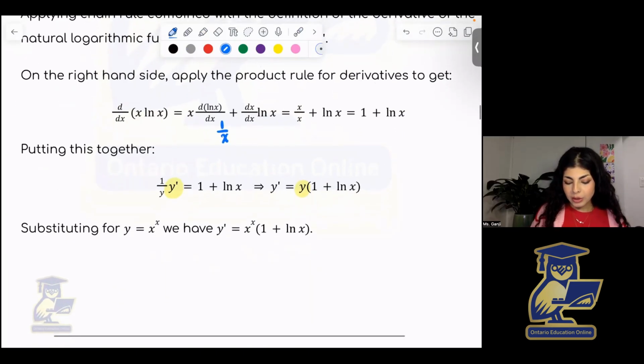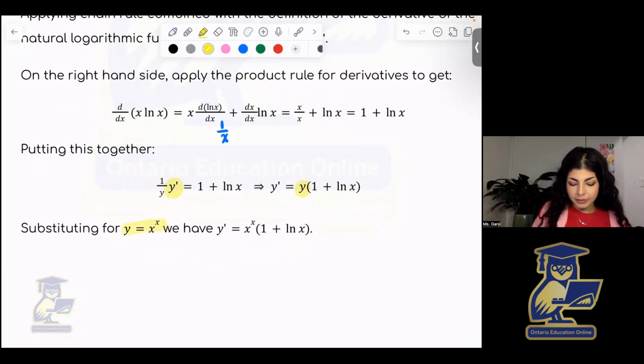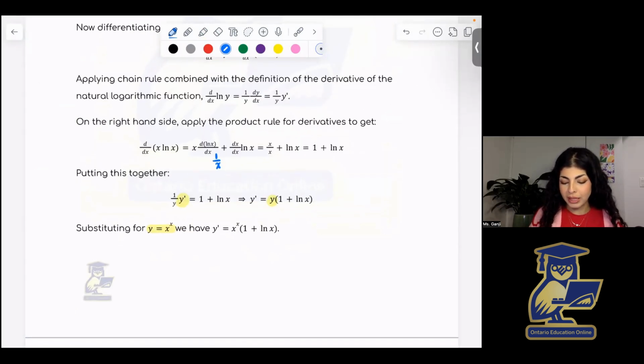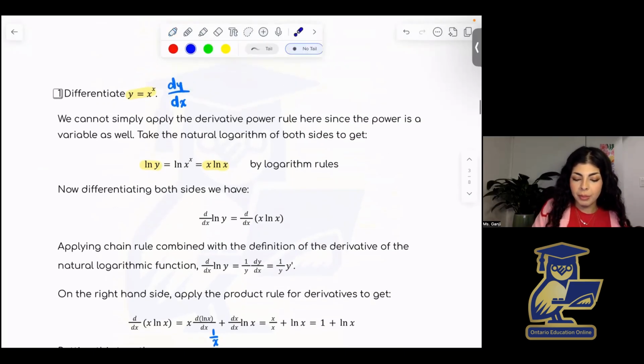Now, y was actually x to the power of x. So we're just substituting that, and now we are left with y prime is x to the power of x times 1 plus natural log of x. And I'm sure looking at it now, you can see that you wouldn't have been able to find this using any of the methods we've been learning so far, just from up here.